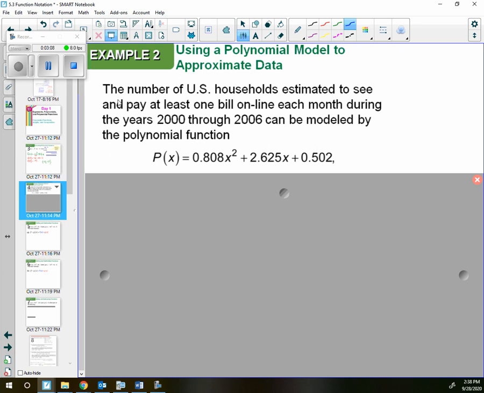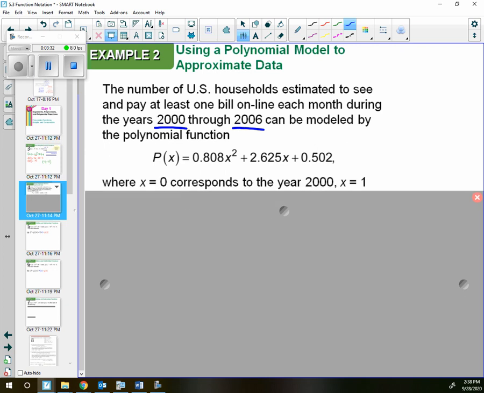But this data was real data from 2000 to 2006. And they're looking at how many people paid at least one bill online during those years. Can definitely contrast that to what we're doing now. And take a look, it's a trinomial, so 1, 2, 3 terms. And it's in descending order, so we have our degree 2. So it's a quadratic trinomial. And this is a polynomial for paying at least one bill per month.